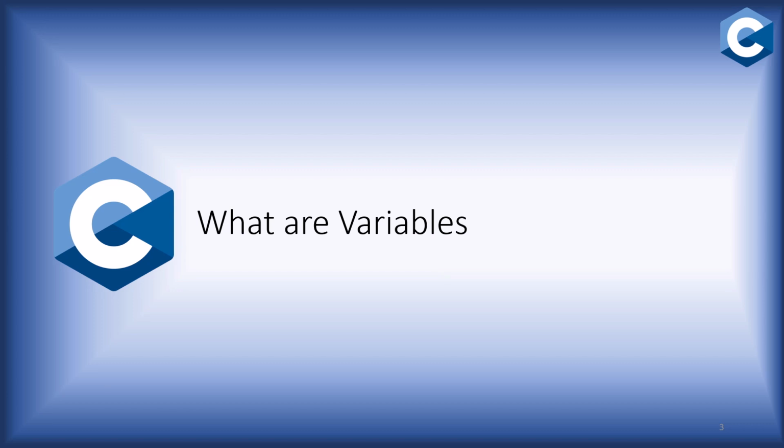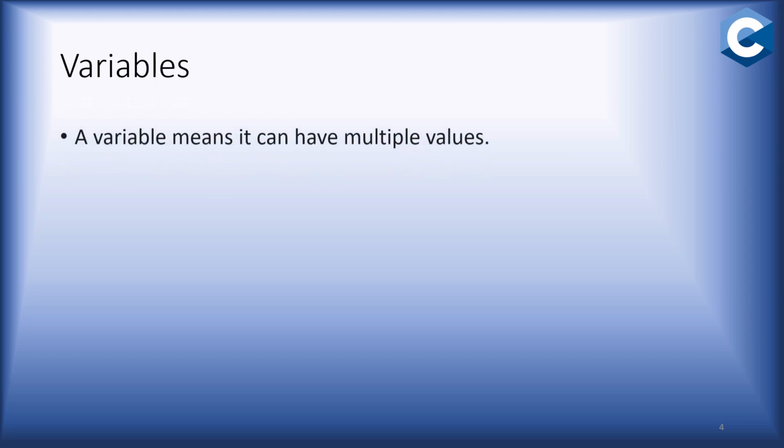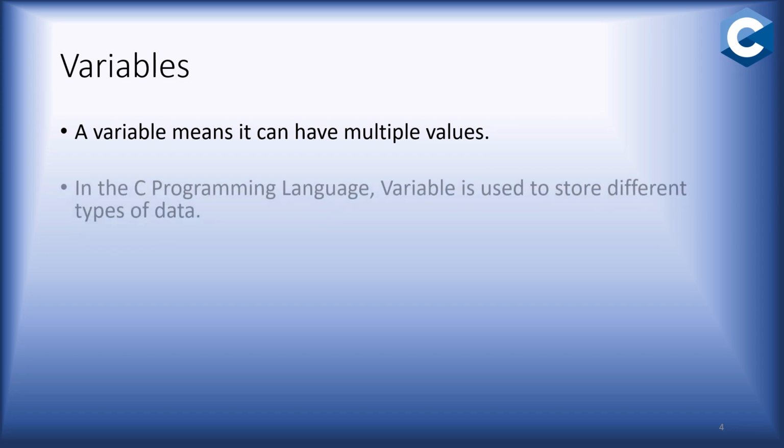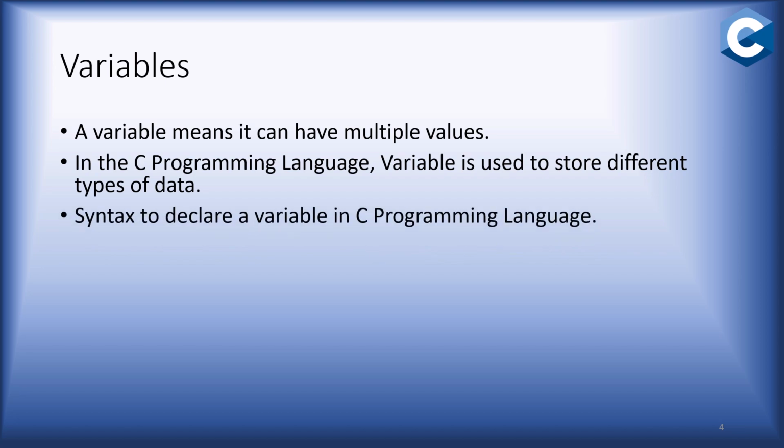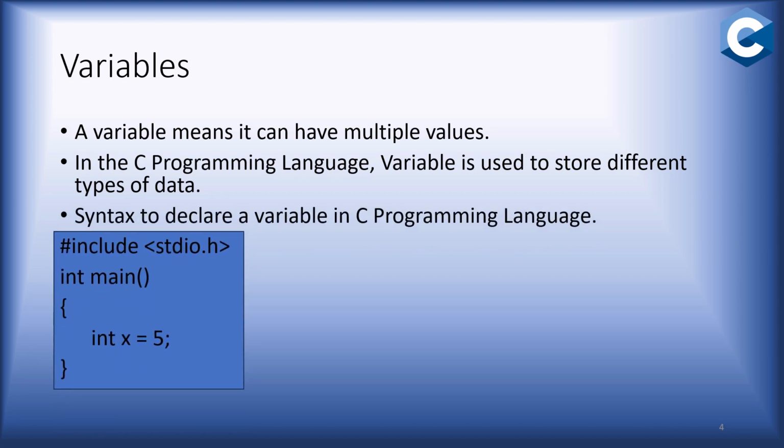Okay, now let us start this session. So, we will see what variables are. In general, what are variables? A variable means that it can have multiple values. Now let's talk about variables in the C programming language. In the C programming language, variables are used to store different types of data. Now let me show how to declare a variable in the C programming language.